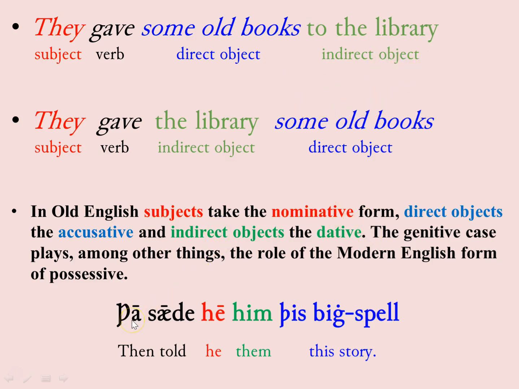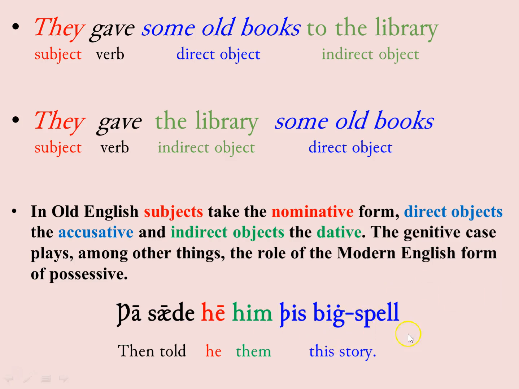Now let's have a look at our first sentence in Old English. We have the verb sada, told. Hē, well, that is the nominative for he. Him is the dative for them. And you can look these things up in your tables, in dictionaries, online dictionaries such as Bosworth, Toller, the Old English Translator website, Old English Glossary website. You can look all these up and in some others.